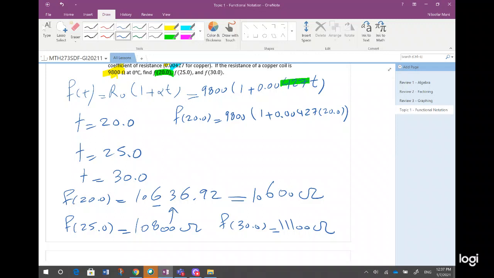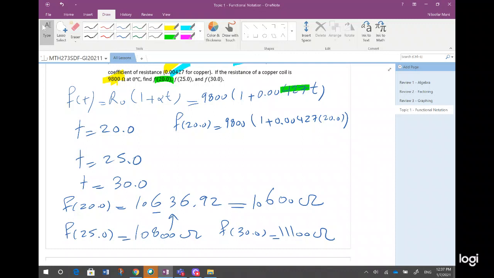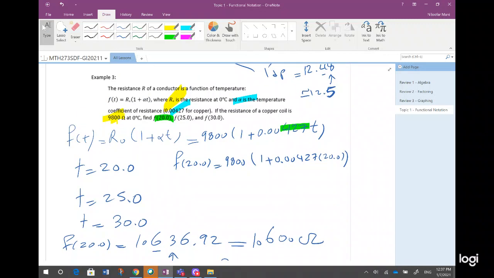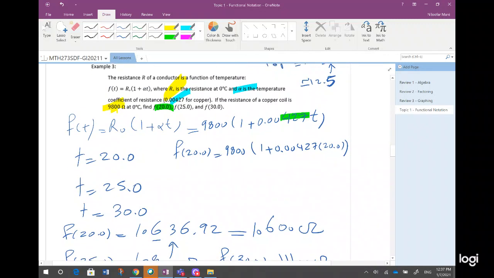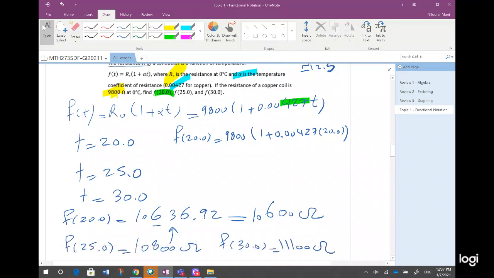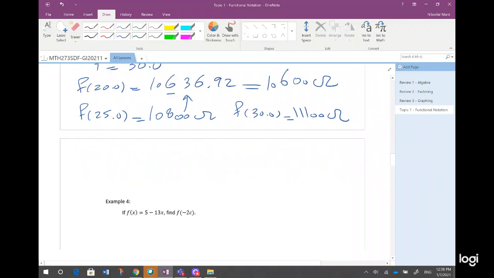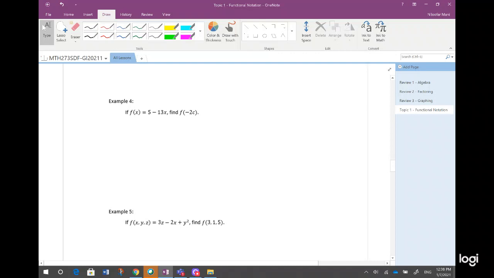When you are doing a word problem, be careful about the answer, be careful about rounding appropriately, and be careful about the unit. So what is the unit? We are calculating the resistance, so it is going to be ohms, right? Now we continue here for these examples.